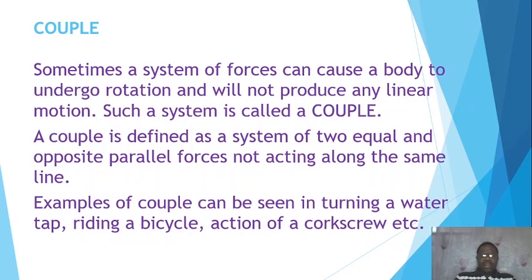So we define a couple as a system of two equal and opposite parallel forces not acting along the same line. So I've given you examples of couple. So we say the effect of couple is that it produces rotation of the body it is acting on. So any body that is acted upon by a couple, the body will undergo rotation.